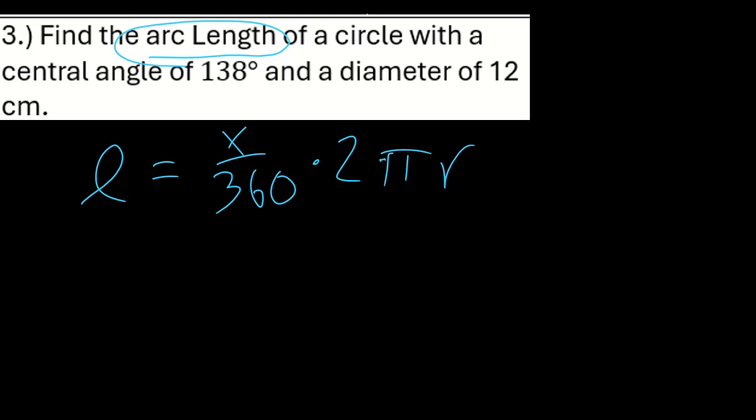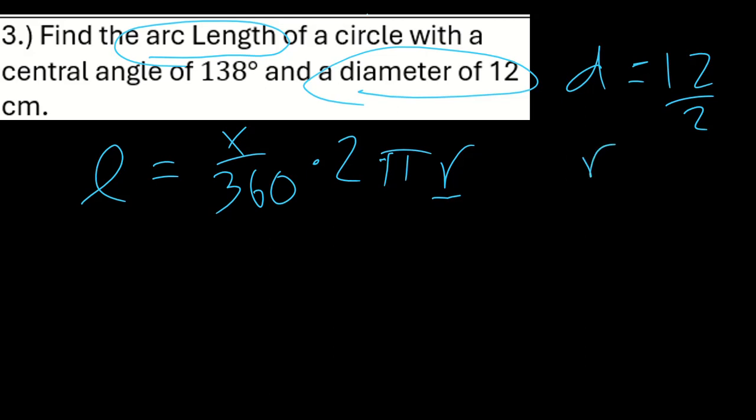Now, there's one tricky thing about this problem. Otherwise, it's pretty straightforward. What is that one tricky thing? Well, here, they don't give us the radius, they give us the diameter. And so remember, when your diameter is equal to 12, how do you go from your diameter to your radius? Well, you have to divide by 2. And here our radius is equal to 6.